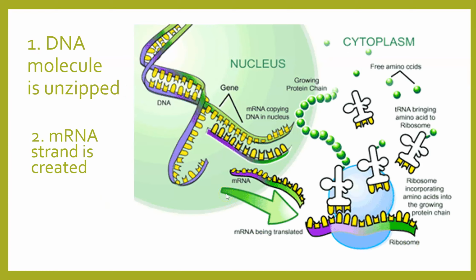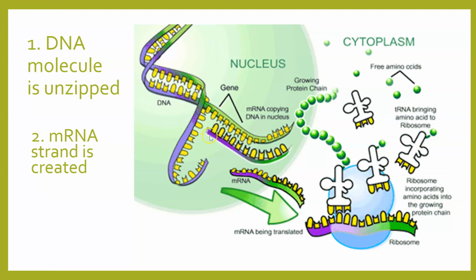So this picture's a little crazy, but it does go over some really key steps to this process of what's called transcription. So the first thing that has to happen is your DNA, which is wound together like this, has to get unzipped. So a protein will come and unzip it, meaning kind of split the 2 parts apart.